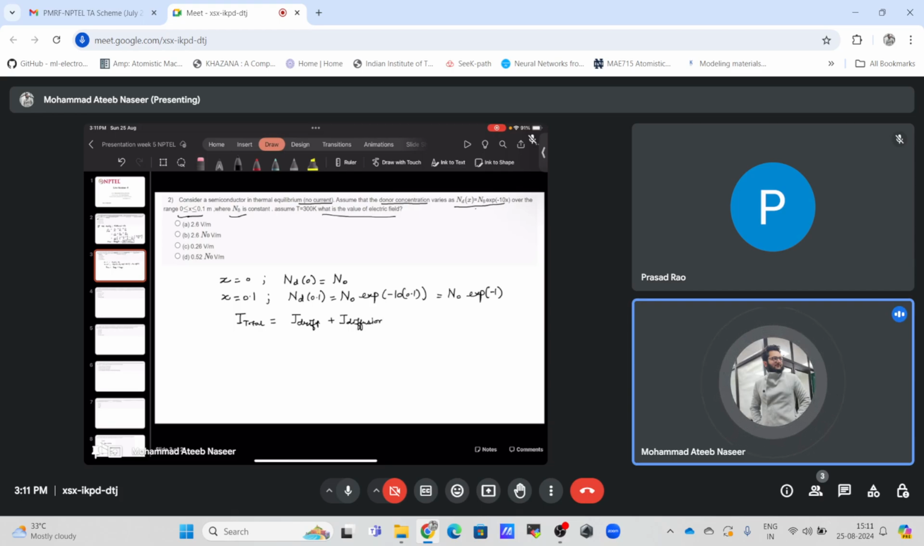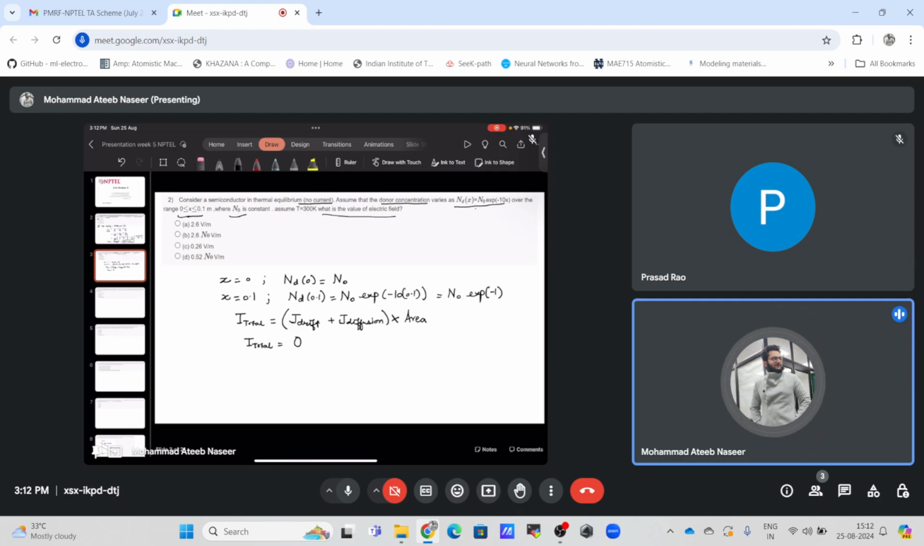If I simply multiply this by area, so this is the current density what I have written. So the total current is the diffusion current plus the drift current. It's as simple as it gets. But since we are in thermal equilibrium, we will be having no current throughout. For example, if you try to measure the current for this, you will be getting no current in the system.